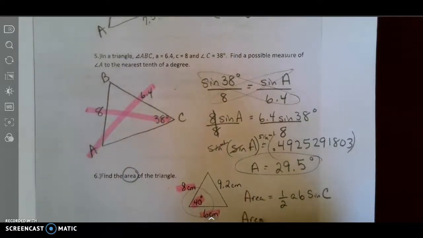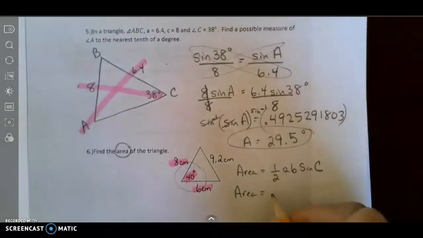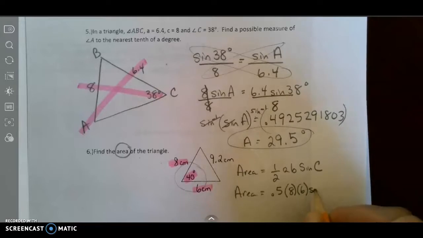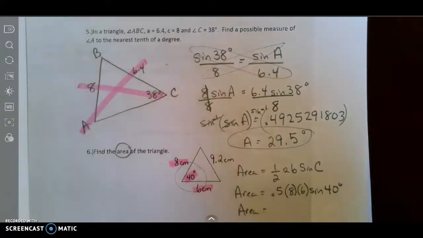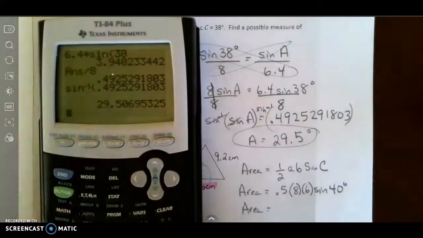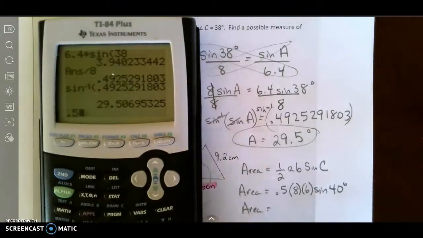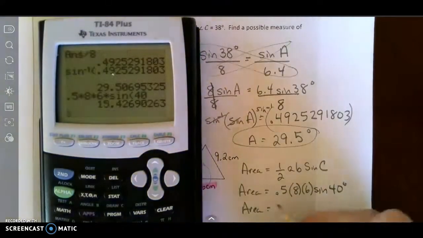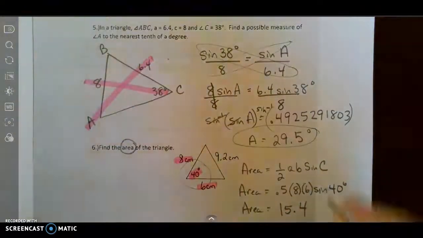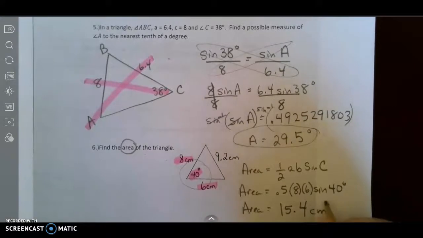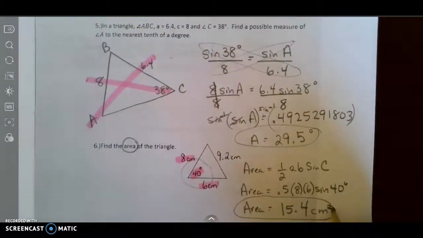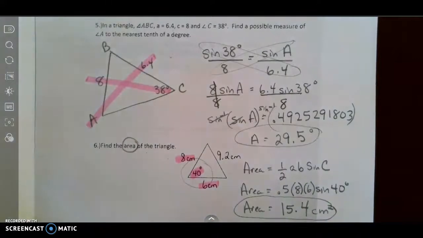So area equals 1/2 or 0.5 times 8 times 6 times the sine of 40 degrees. And I get 0.5 times 8 times 6 times sine of 40, and I get 15.4. Didn't say what to round to, I'll just go 15.4 centimeters, and that'll be squared, because area is square centimeters.